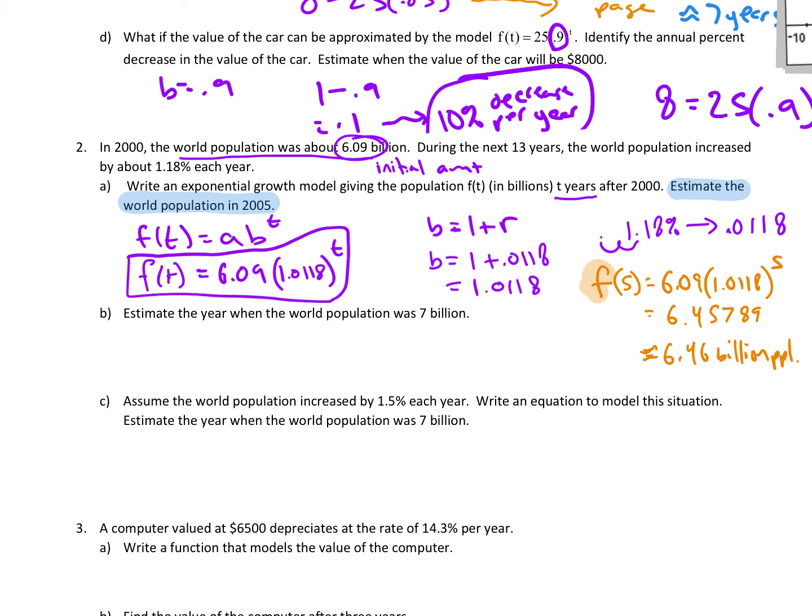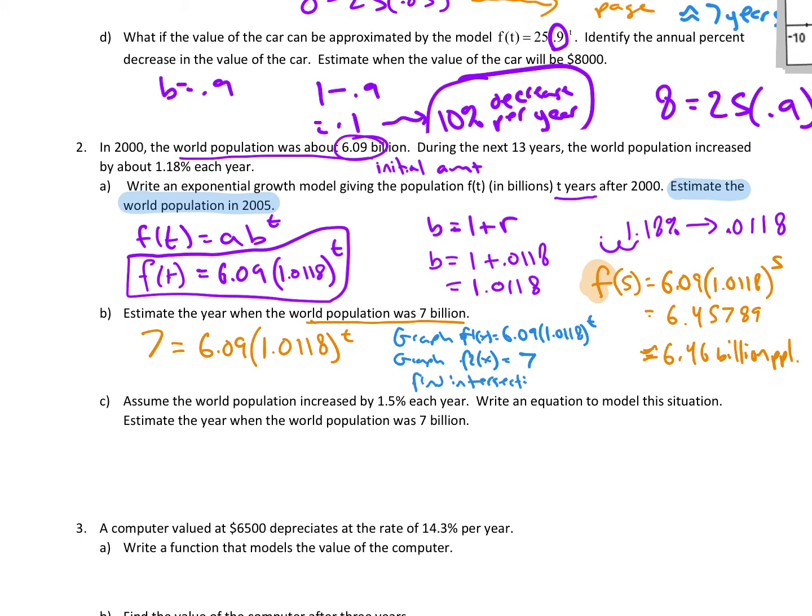Part B, estimate the year when the world population was 7 billion. So here, now I know the population. That's the f of t part. So that would be 7 equals 6.09 times 1.0118 to the t. Remember, you're going to graph f1 of x equals 6.09 times 1.0118 to the t. You're going to graph f2 of x equals 7, and then find the intersection. And when you do that, you get t is about equal to 11.87.